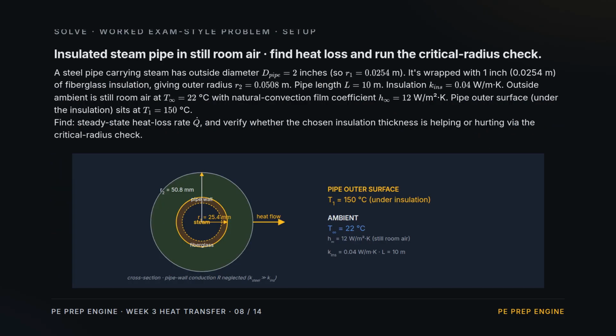Worked problem: a steel steam pipe, 2-inch outside diameter, wrapped with 1 inch of fiberglass, 10 meters long. Outside is still room air at 22 Celsius, with a natural convection film coefficient. The pipe surface under the insulation sits at 150 Celsius. Find the heat loss rate and check via the critical radius whether the insulation helps or hurts.